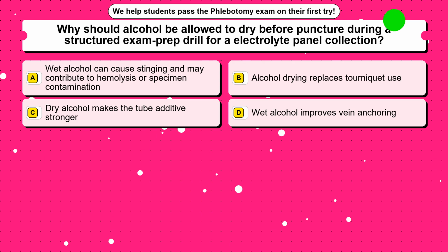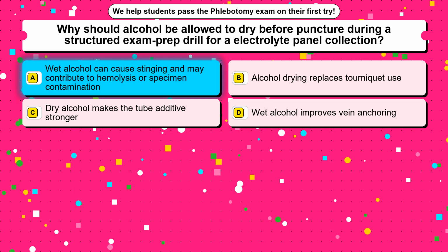Question 31. Why should alcohol be allowed to dry before puncture during a structured exam prep drill for an electrolyte panel collection? Option A. Wet alcohol can cause stinging and may contribute to hemolysis or specimen contamination. Option B. Alcohol drying replaces tourniquet use. Option C. Dry alcohol makes the tube additive stronger. Option D. Wet alcohol improves vein anchoring.